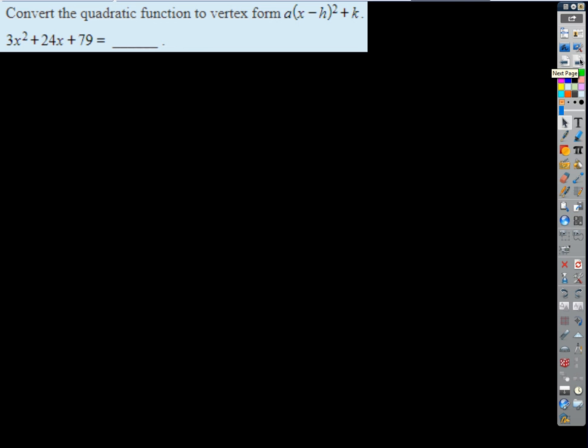Okay, convert this function to vertex form, right? So now there's a hard way to do this, and we talked about it. We talked about how to do this by completing the square. Then I showed you a much, much easier way to do it, too, if you remember.